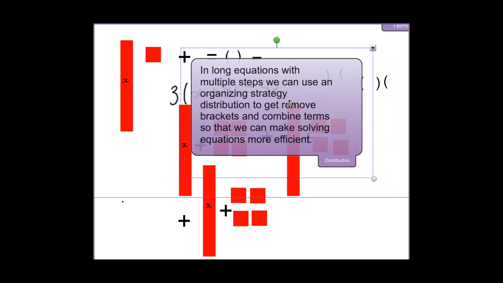In long equations with multiple steps, we can use an organization strategy, distribution, to remove brackets and combine terms so that we can make solving equations more efficient. So this is the distributive property. Make sure that you copy this one down. Pause the video if you need to.